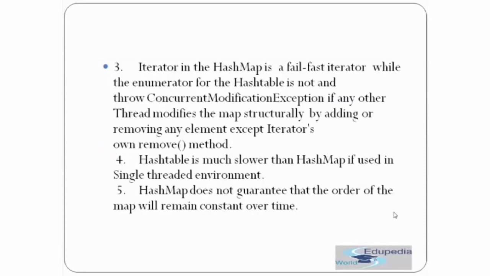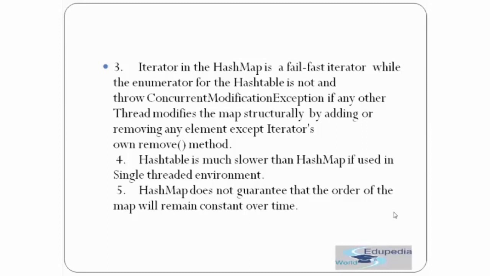Now another difference is that the Iterator in HashMap is a fail-fast iterator, while the enumerator for Hashtable is not. That means the iterator of HashMap will throw concurrent modification exception if any thread makes any structural change by adding or removing elements, except through the iterator's own remove method, but Hashtable will not throw that. It has a fail-safe enumerator. It's not having an iterator, it's having an enumerator.